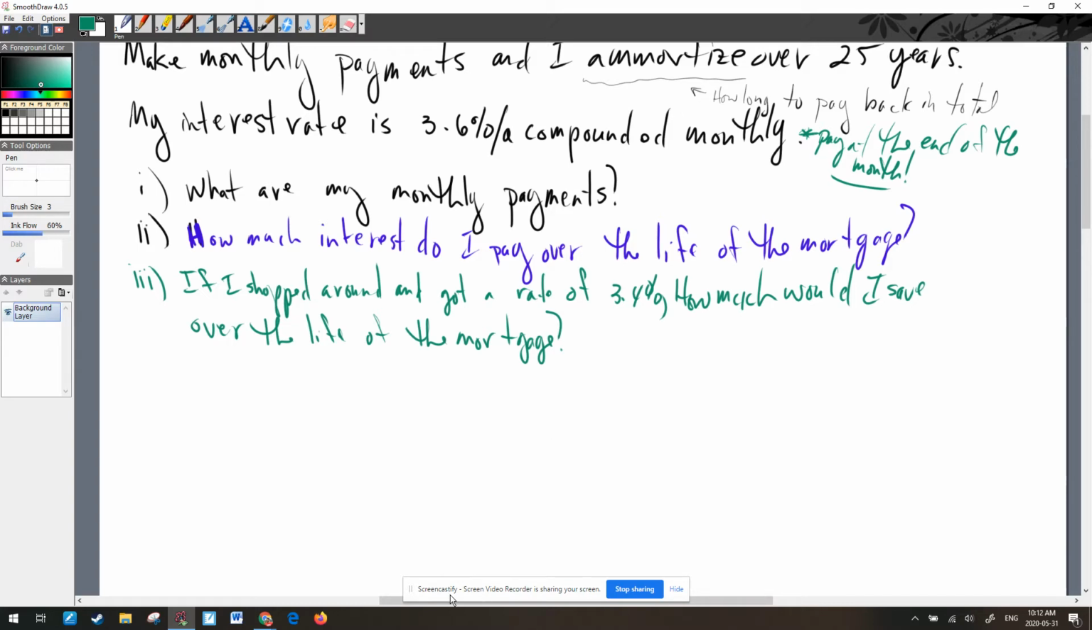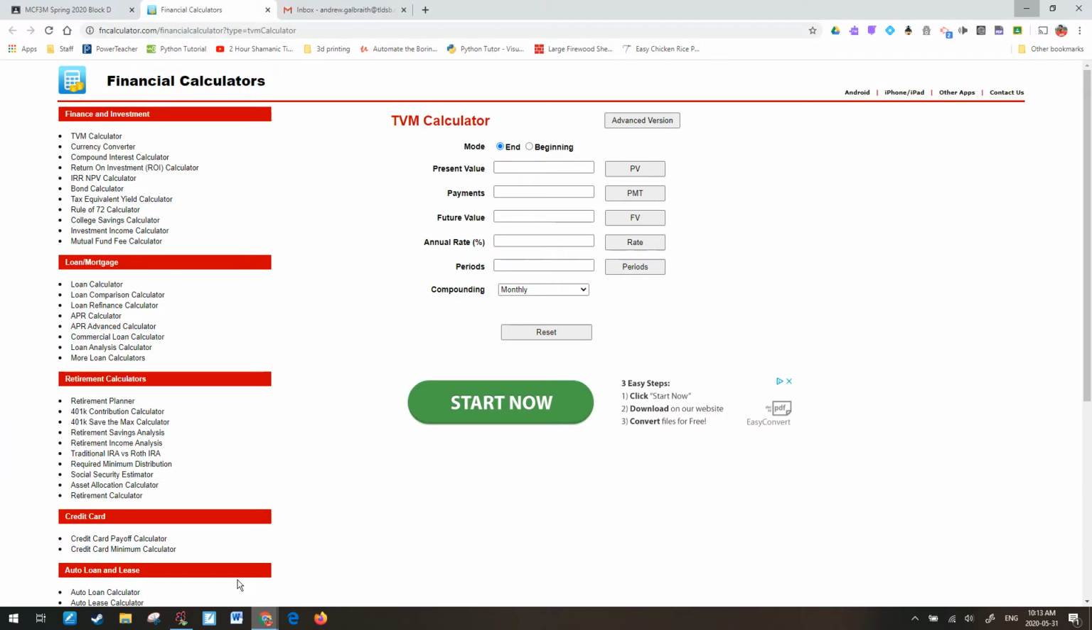So I'm going to grab the TVM solver, which I've got going right here, and we're going to fill these things in. I owe $250,000. I said I make payments at the end. I don't know what the payments are yet. I do know the future value is going to be 0, because that's what we need it to be. The annual rate is 3.6%. And for the number of compounding periods, I'm going to do it for 25 years, monthly. So 25 times 12 is 300. That's both how frequently I make the payment, and also the compounding period.